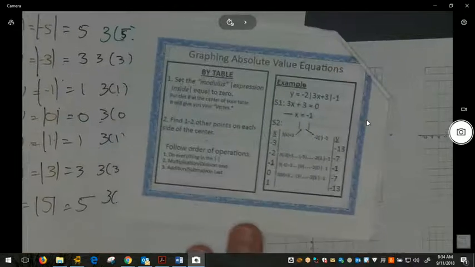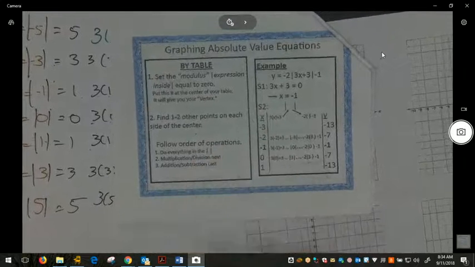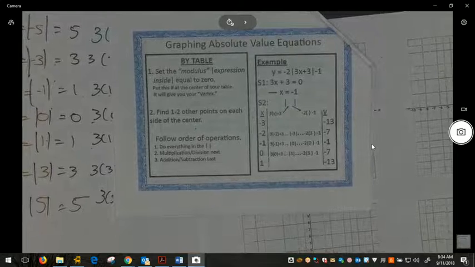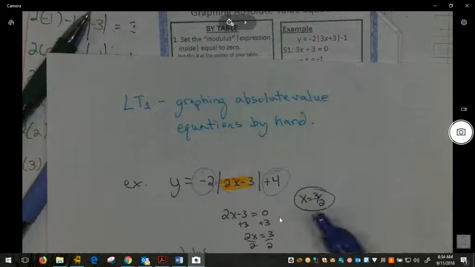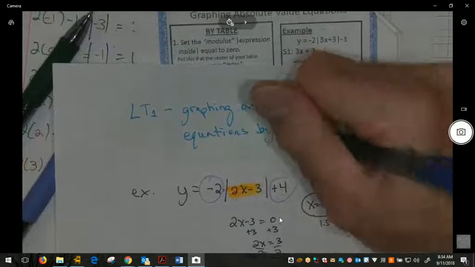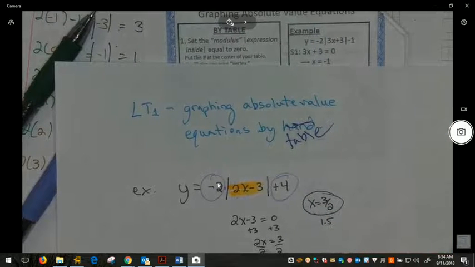There is an additional example in this packet. It doesn't have the video, but it does show you step by step what operation was done to get the numbers to make the graph. Hopefully you found this video helpful. Again, the learning target was for you to be able to graph absolute value equations, not by hand, but by using a table. Have a great day.